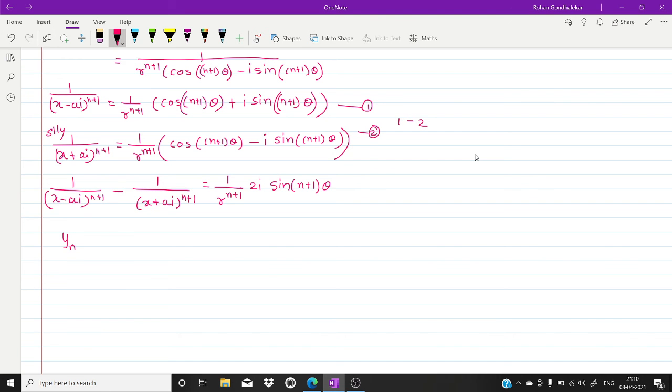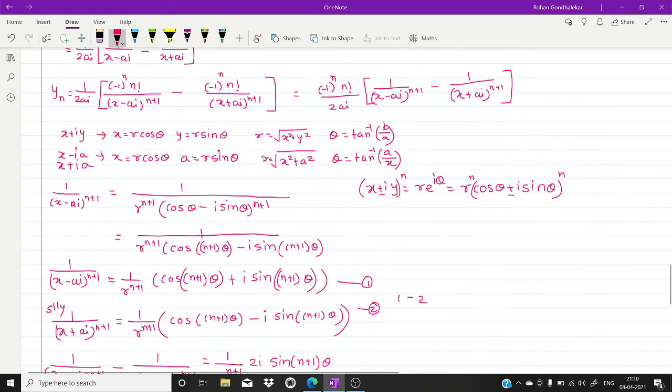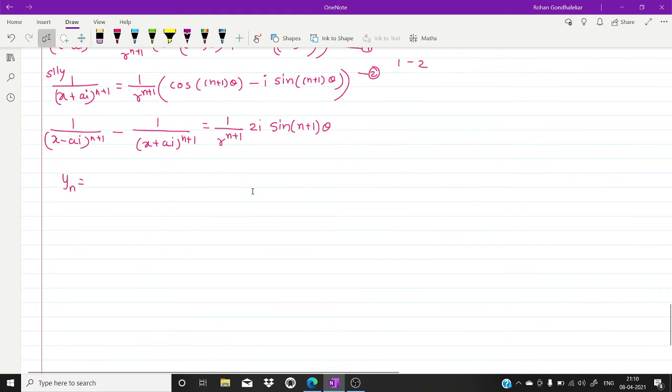Therefore yn is equal to, now come back to our original step. I call this step number star. I have calculated the value of this bracket, and I have the coefficient outside, so I write it directly. The coefficient is minus 1 raised to n into n factorial upon 2ai, into 1 upon r raised to n plus 1, into 2i into sine of n plus 1 theta.